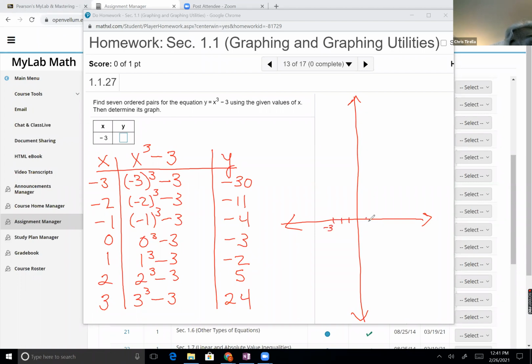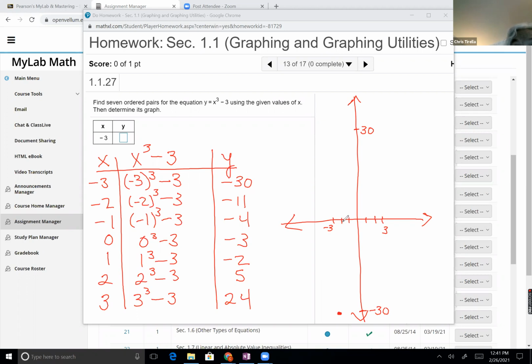This will be -3. This will be 3. I'm going down to -30. So I guess I'll go up to +30. And because I'm doing it by hand, I'm going to wing it a little bit. At -3, it's -30.